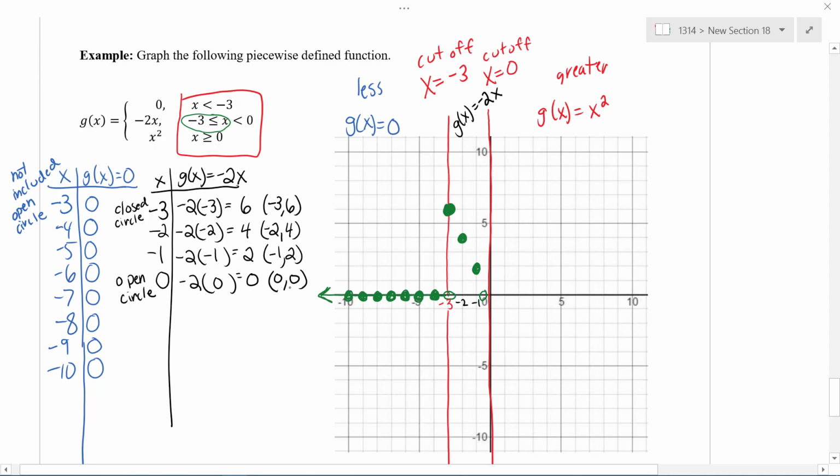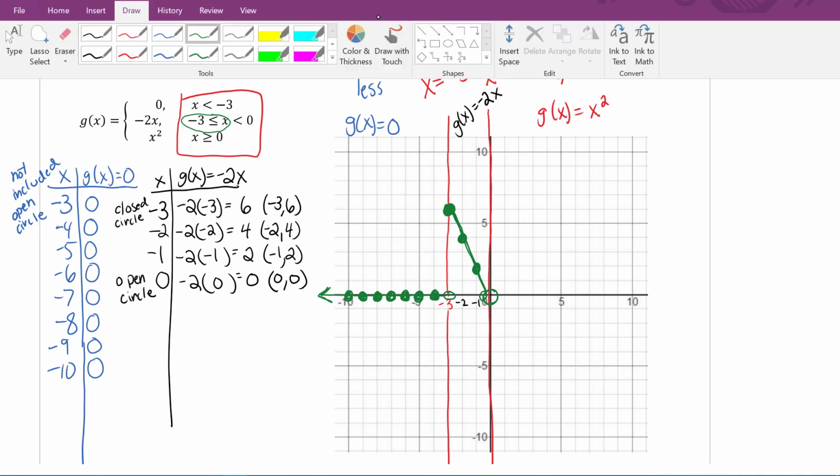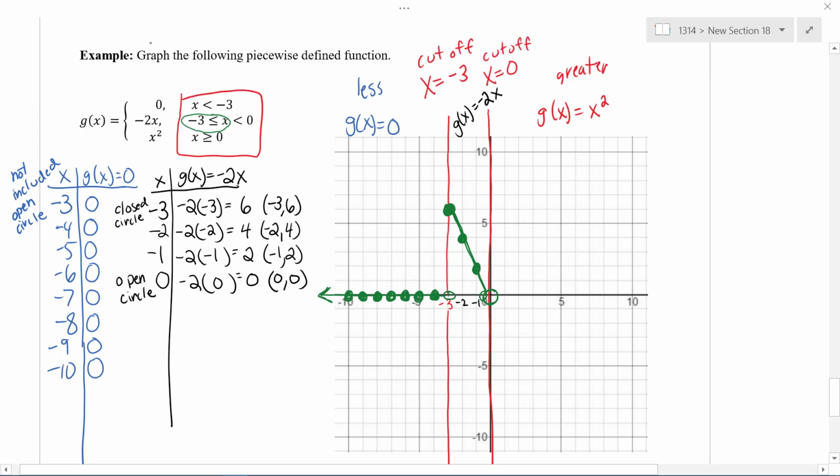Okay, but when I get to plotting the point 0, 0, I have to put an open circle. So I'm going to put a big open circle there at the origin. We're going to connect all of those points. The open circle and the closed circle all get connected. Okay, so that is the graph of negative 2x in between negative 3 and 0. Okay, so we have one more, right? We need to know what's happening to the right of x equals 0. So we need to graph x squared. I'm going to make the table over here.